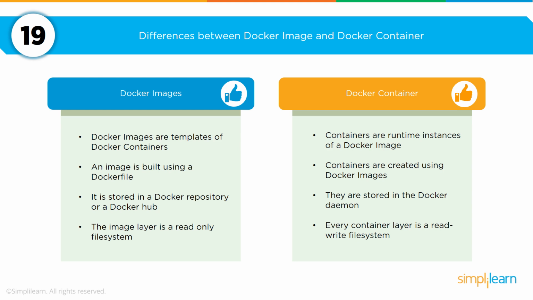What are the differences between Docker image and Docker containers? Let's go through the Docker image. Docker images are templates of a Docker container. An image is built using a Docker file, and it stores that Docker file in a Docker repository or a Docker Hub, and you can use Docker Hub as an example. The image layer is a read-only file system. The Docker container is a collection of the runtime instances of a Docker image. Containers are created using Docker images, they are stored in the Docker daemon, and every container is a read-write file system. So you can't replace the information, you can only append to it.